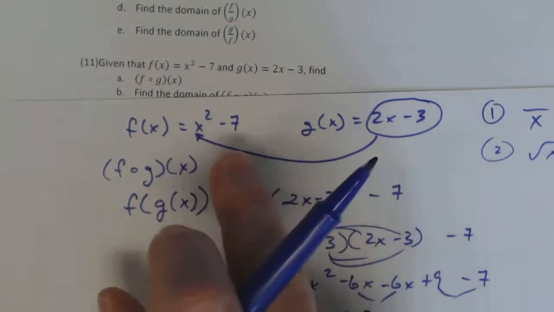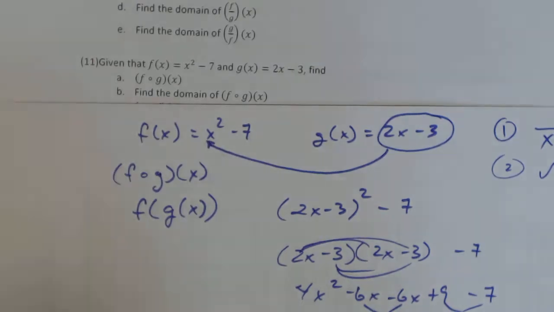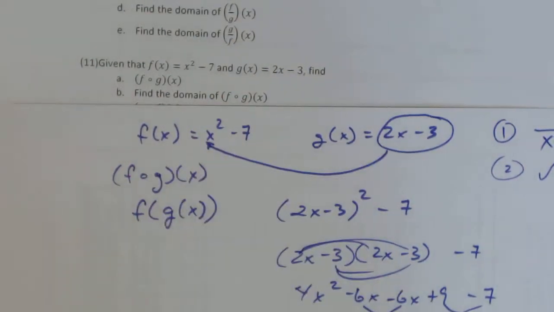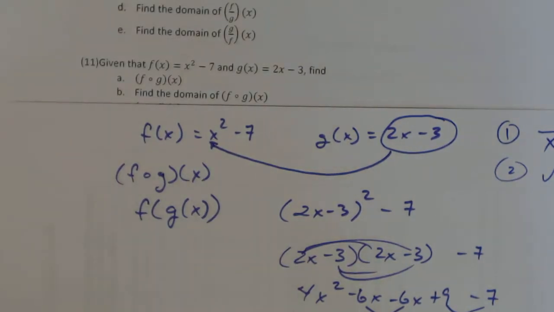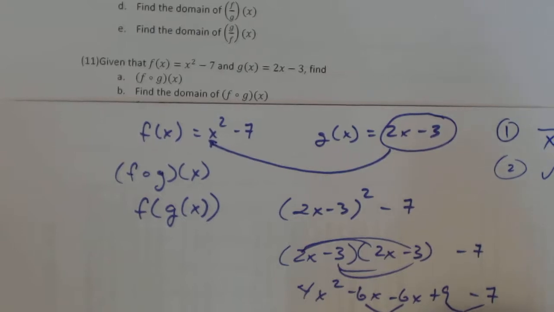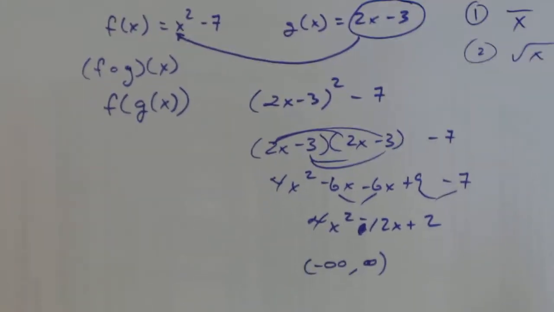All right, so this is all real numbers. If the domain of both of these is all real numbers, then the domain of the composite function should be all real numbers as well. So part B is all real numbers, in negative infinity to infinity.